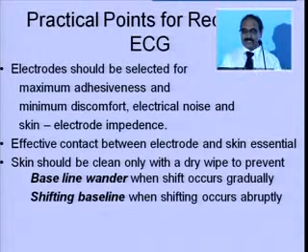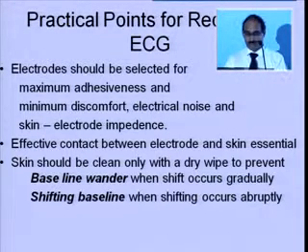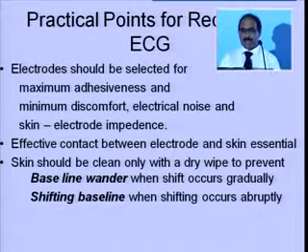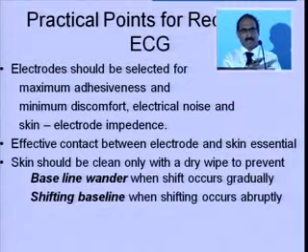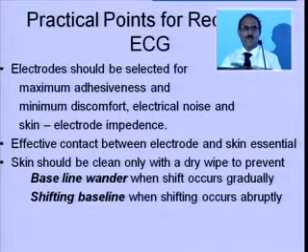There should be an effective contact between the electrode and the skin, which is very important. The skin also should be clean, and we should avoid two important things. One is what we call baseline wander. That means when we start taking an ECG, sometimes we see that suddenly the tracing will start going down, or the graph will start going up. If it is going slowly, we call it baseline wander. So we should avoid this.